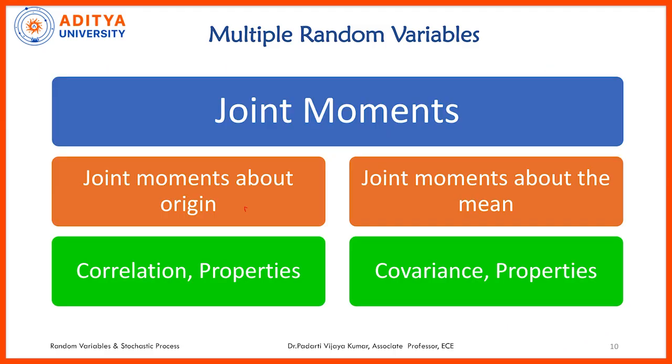So in joint moments about the origin, the important parameter is correlation. In joint moments about the mean, the important parameter is covariance, along with joint expectation, marginal expectation of X, marginal expectation of Y, along with variance, all those things. And additional things which we observed in two-dimensional random variables are correlation and covariance.